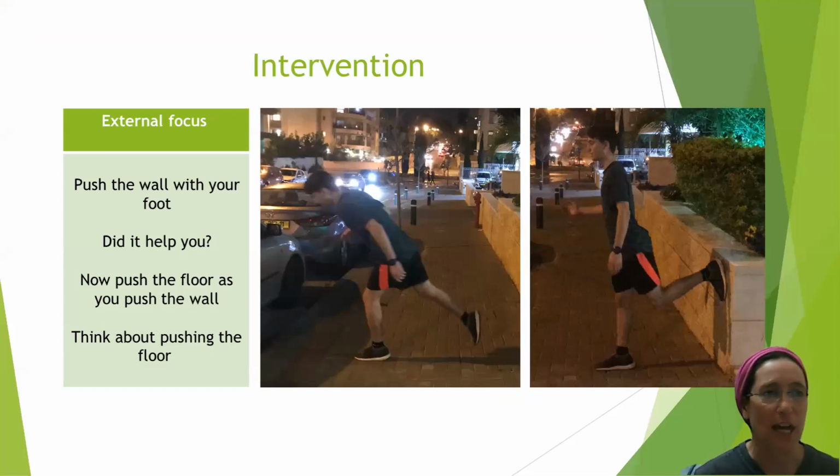The intervention of the external focus was, as you can see in the picture, first of all, they stood so that one leg was at the wall, and we asked them to push the wall with the foot and to transfer the weight forward. Then we asked them if it helped them. And then we asked them to push the floor as they push the wall. And then we asked them to think about pushing the floor while running as they did in the wall.